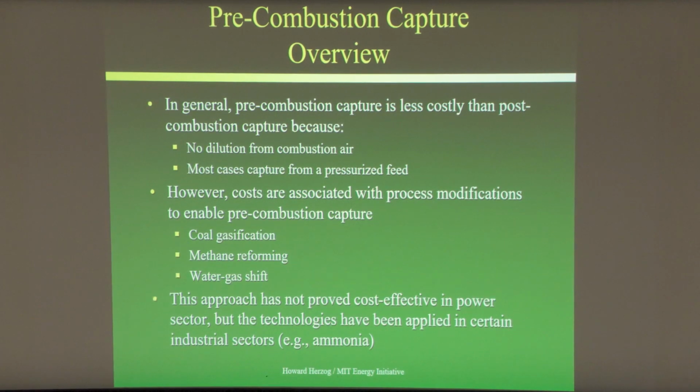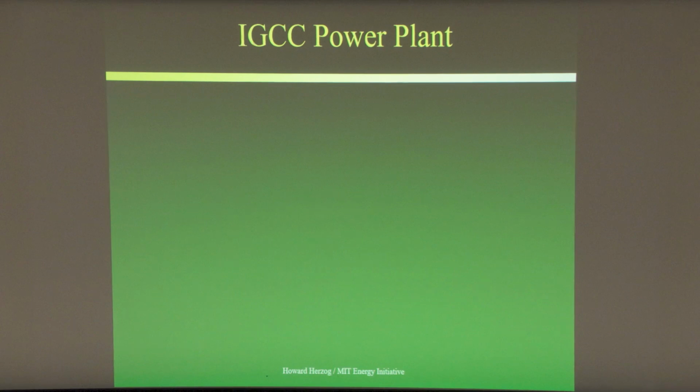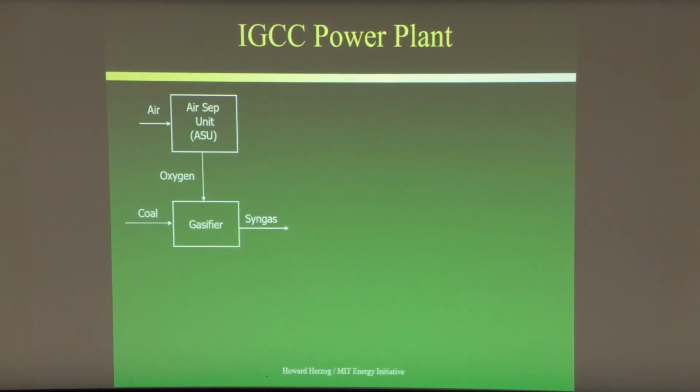the process has not been proved cost-effective in the power sector. But if you look at ammonia, that's basically a pre-combustion capture process, even though in that plant there's really no combustion, so you don't have the combustion air in there, but it's very similar. You're capturing from a syngas. But let's take a look at a power plant. So we have an IGCC power plant. You have a gasifier, and we're gasifying with oxygen, so we have an air separation unit.